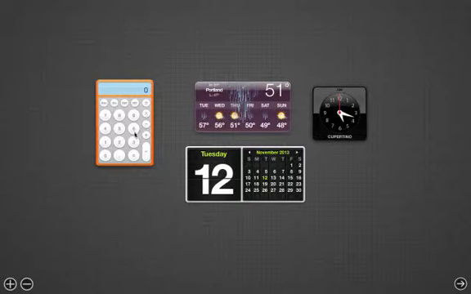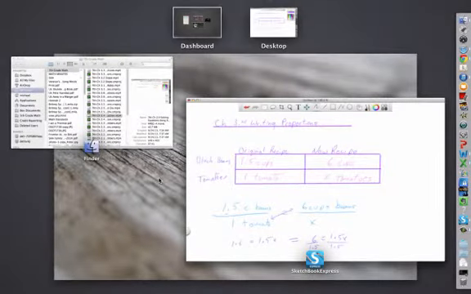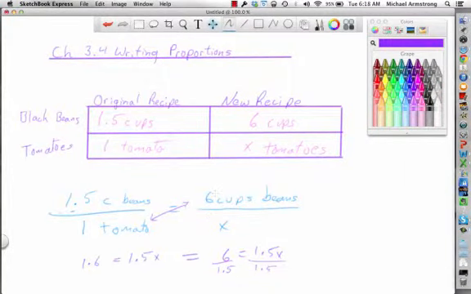6 divided by 1.5 is 4. Aha, I knew it. Now how do I get that to go away? Oh, there we go. So that is equal to 4. So 4 is equal to x because we simplified by dividing both sides by 1.5. So that means 4 cups of tomatoes. Or not 4 cups of tomatoes, 4 whole tomatoes.